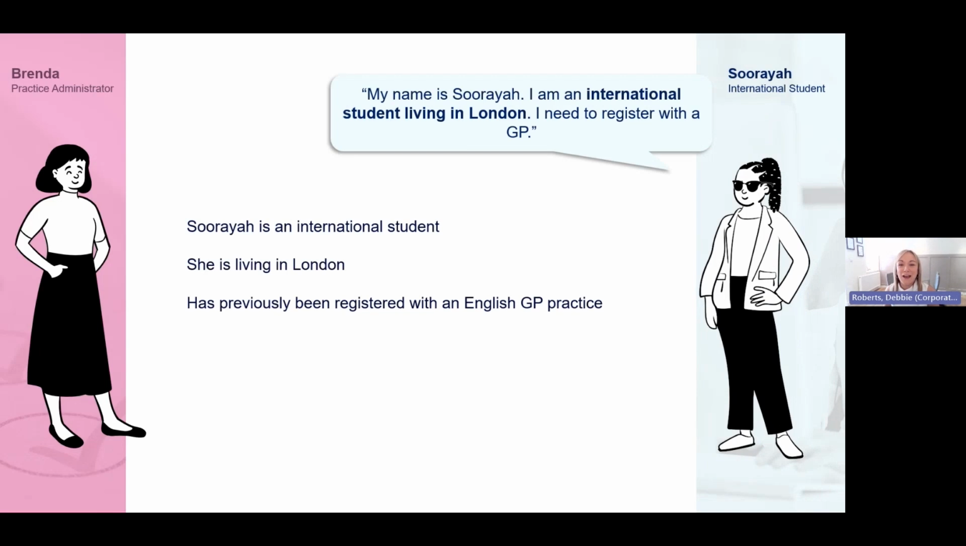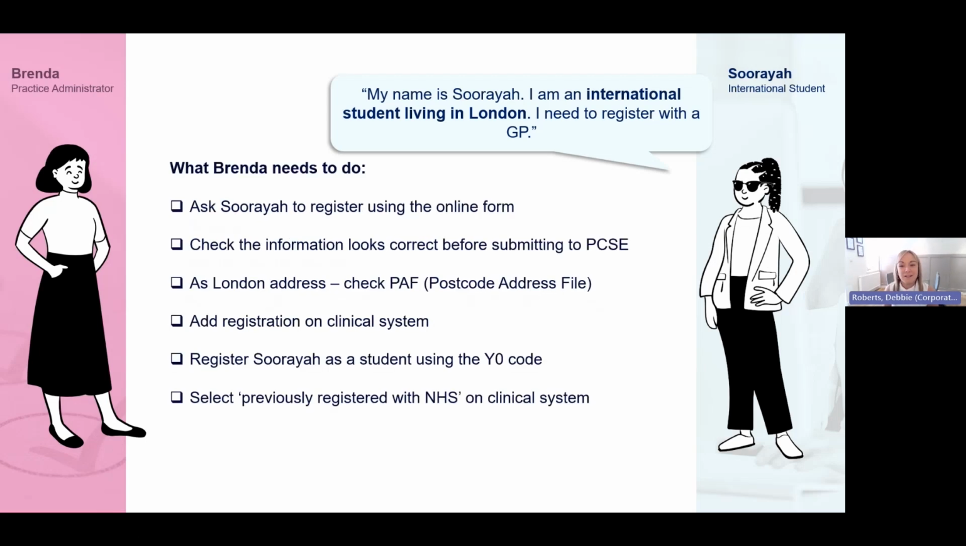Okay, so now we have Soraya. Soraya is an international student that lives in London and she needs to see a GP. Now, Soraya has already confirmed to Brenda that she was previously registered with a GP practice in England. So what does Brenda need to do?